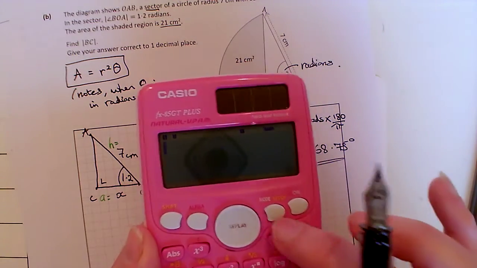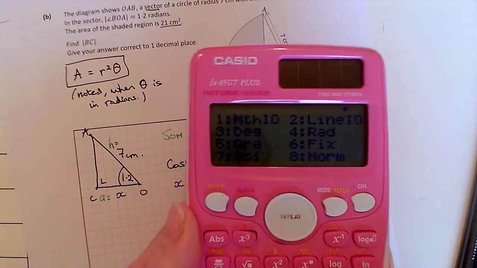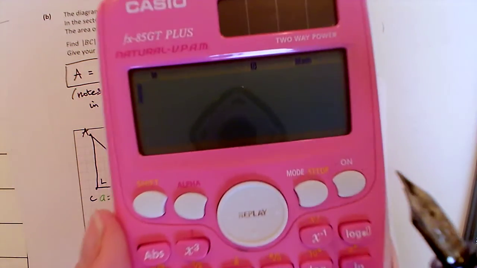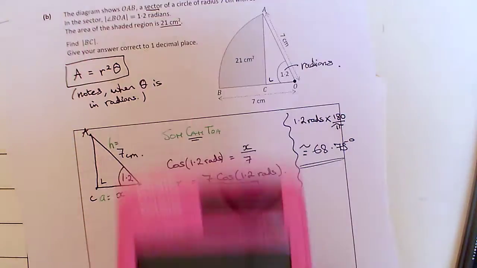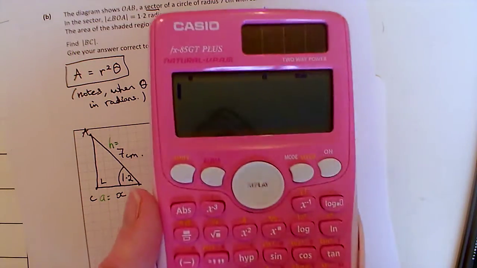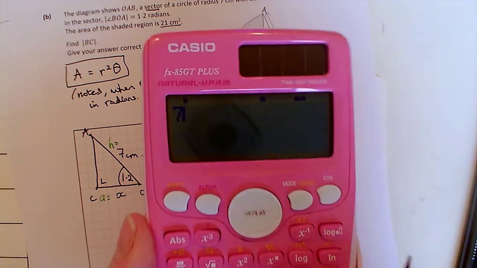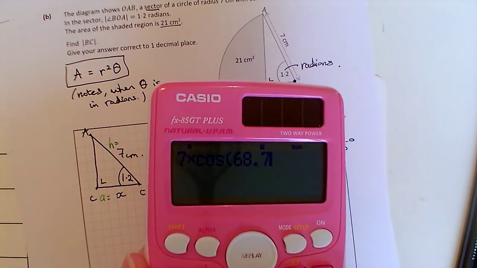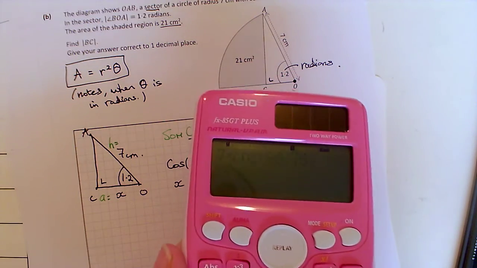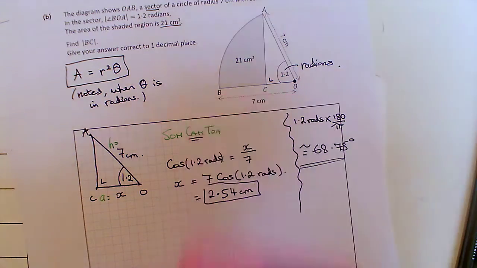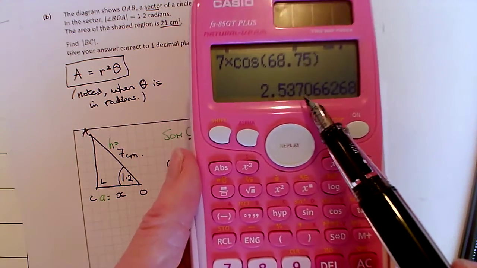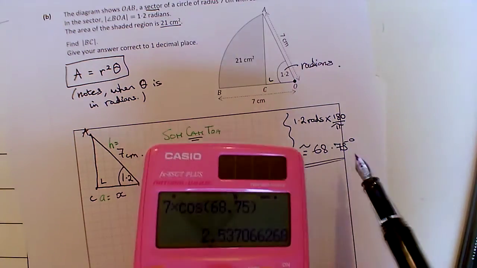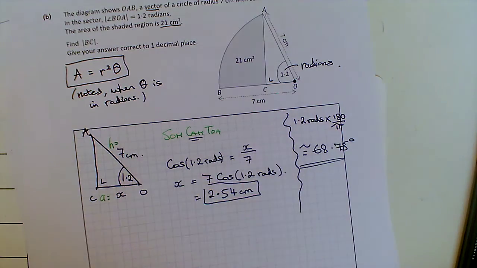So change our calculator back to degrees. And I can see that it's happened because I have a little d up here. And now I do the same thing, 7 times cosine, but I'm using the degrees, 68.75. And I get 2.53. Slightly different. I had to put a 6 in the third place here, but that's because I've rounded. So I do get the same answer.